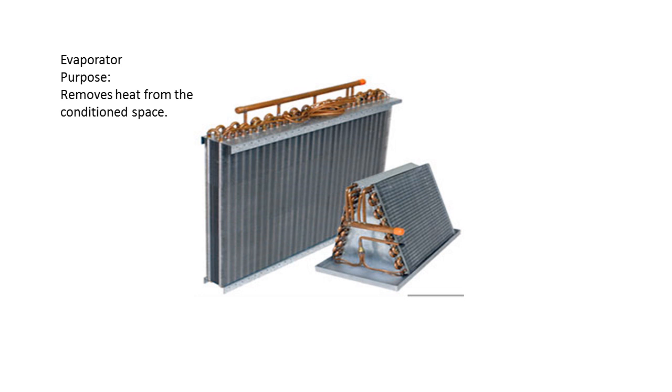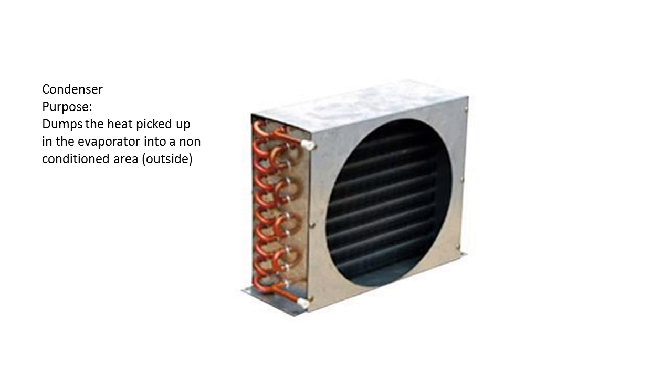The next component of the refrigeration system is the evaporator. Shown here are two styles of an evaporator. The purpose of the evaporator is to remove unwanted heat from the conditioned space. The next main component is the condenser. The condenser's purpose is to get rid of the heat that was picked up in the evaporator and transfer it into a non-conditioned area, basically either outside or it could be located in an uncooled warehouse or some structure like that.